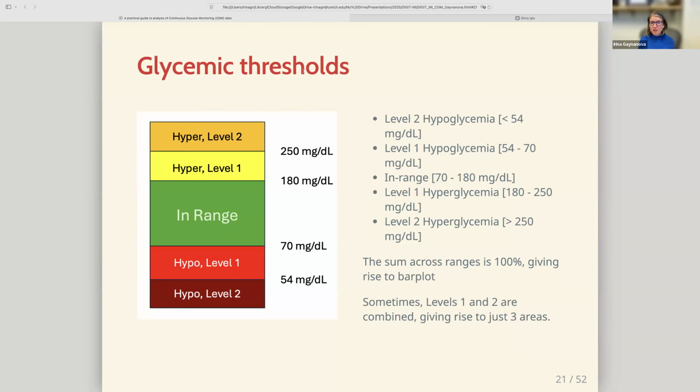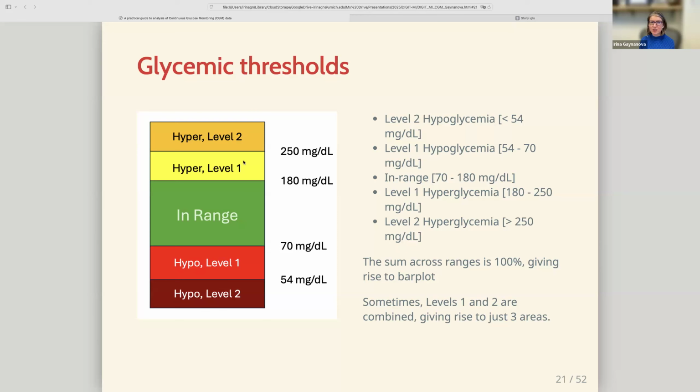Generally speaking, when we think of the glycemic thresholds, 70 to 180 is what I called in range or normal glycemia. Hyper corresponds to high glucose levels. It's often subdivided into level 1 and level 2 using a fixed 250 milligrams per deciliter threshold. And the hypo or low glucose is also typically subdivided into level 1 and level 2 using 54 milligrams per deciliter. This color scheme is an accepted color scheme used by manufacturers of CGM devices and by the apps, so I'm also adopting it here.